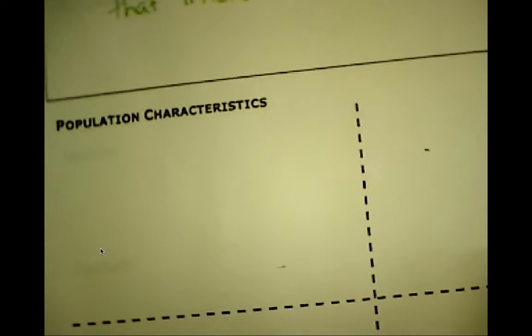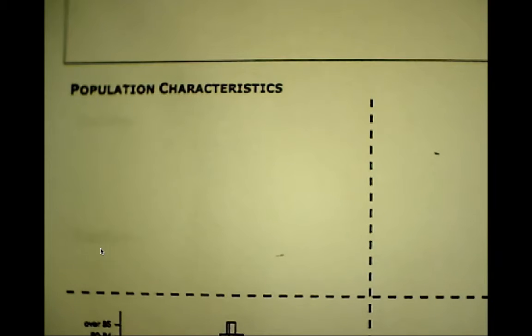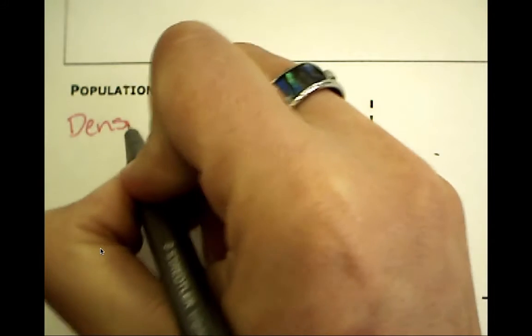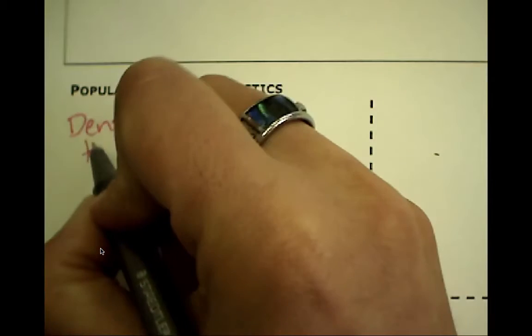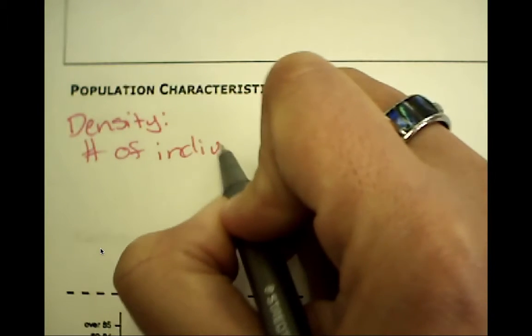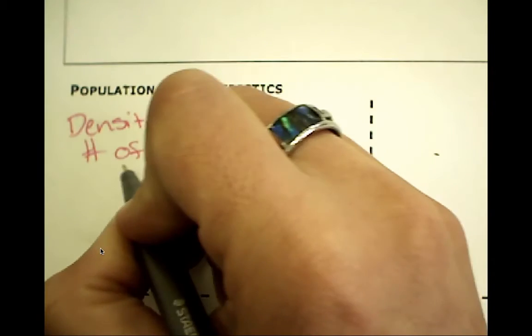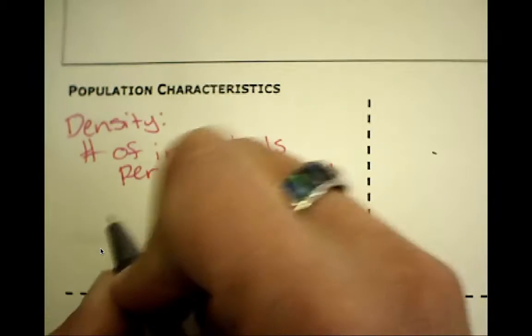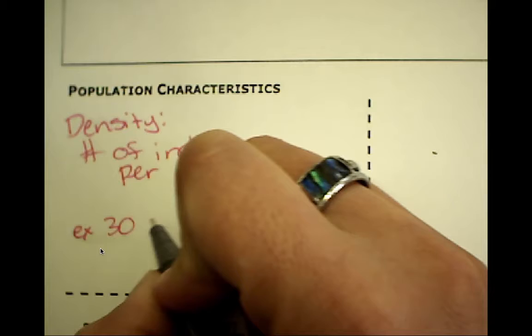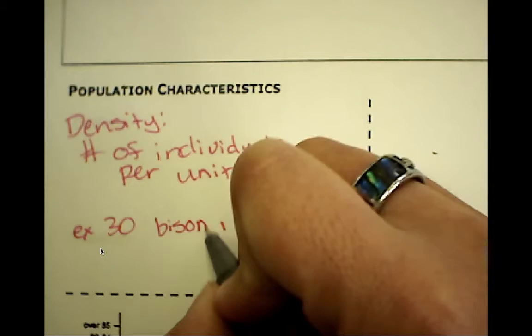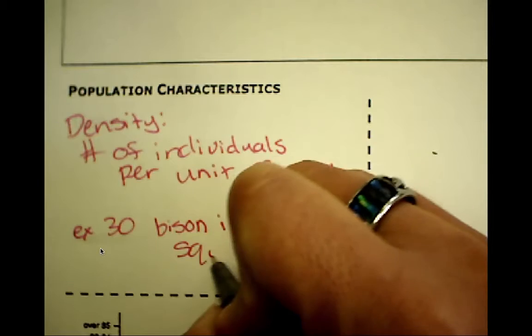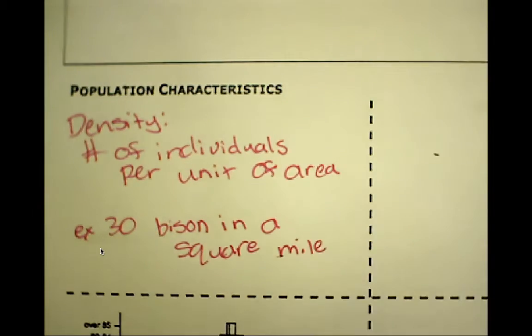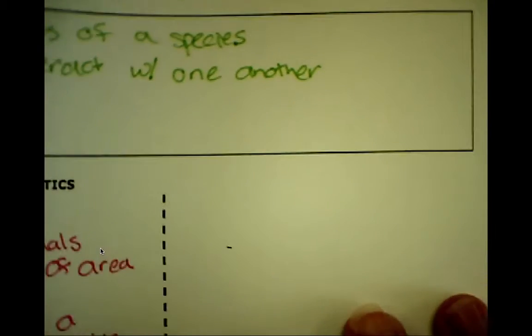Okay? And there's different ways to look at a population or population characteristics that you might see. Ways to describe populations. So one of them is you can describe it by its density. And density is just the number of individuals per unit of area. So it could be like 30, here's an example, bison in a square mile. Okay? So it's just a way to describe how many are in that area.